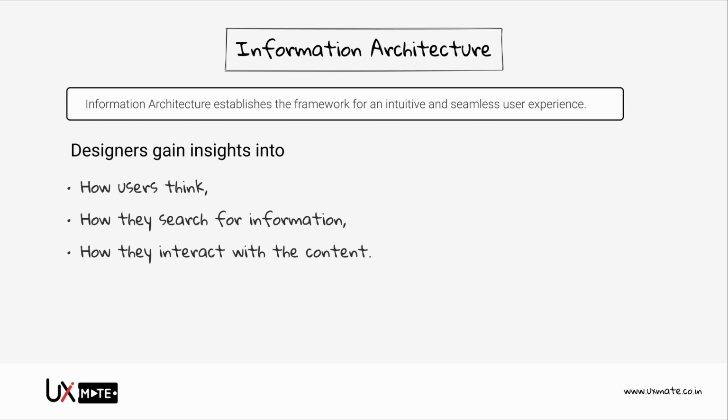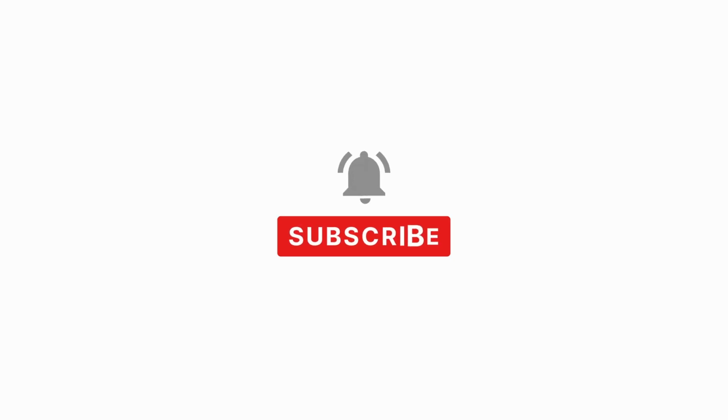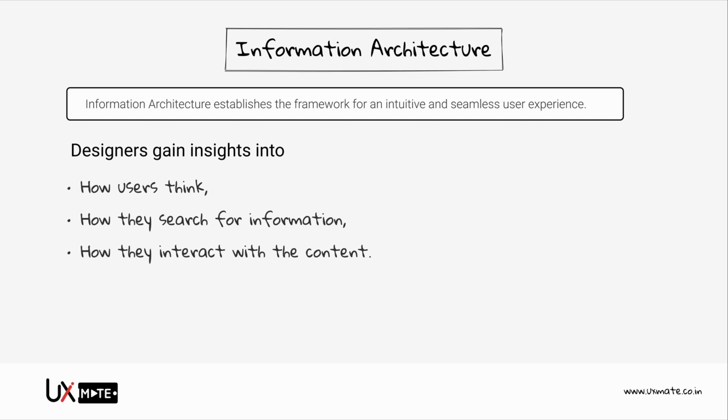Just like a well-designed blueprint ensures a sturdy and functional structure, information architecture establishes the framework for an intuitive and seamless user experience. It defines how information is grouped, labeled, and interconnected, allowing users to navigate through the digital space with ease. By understanding information architecture, designers gain insights into how users think, how they search for information, and how they interact with the content.